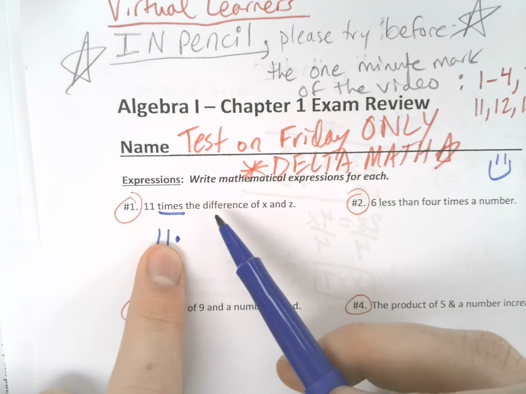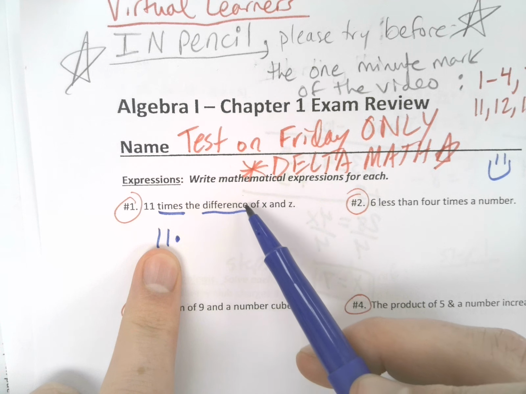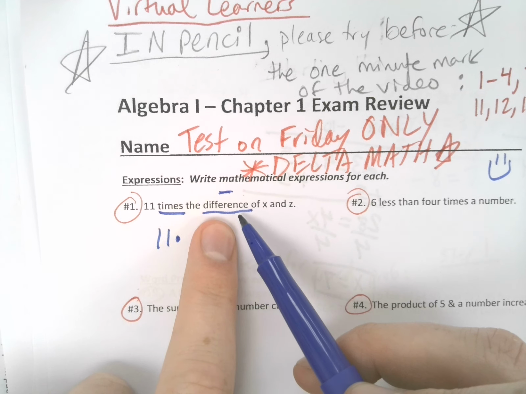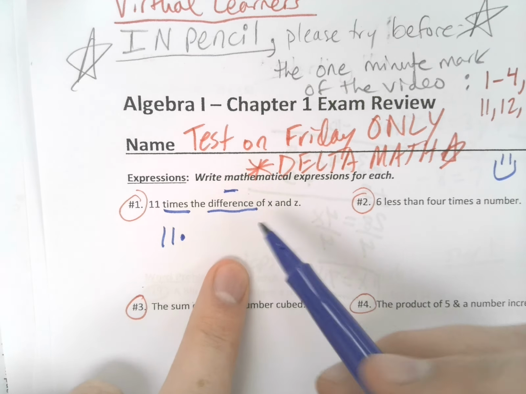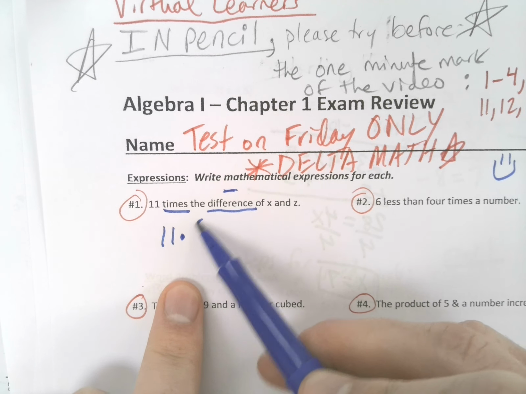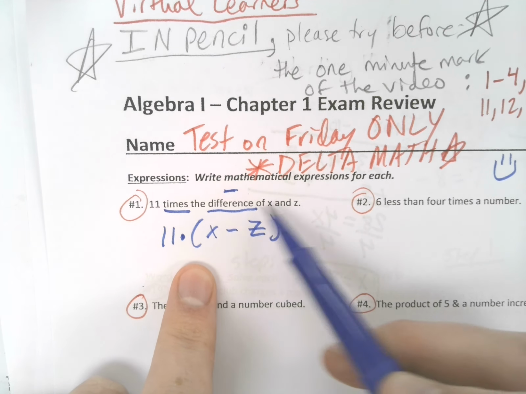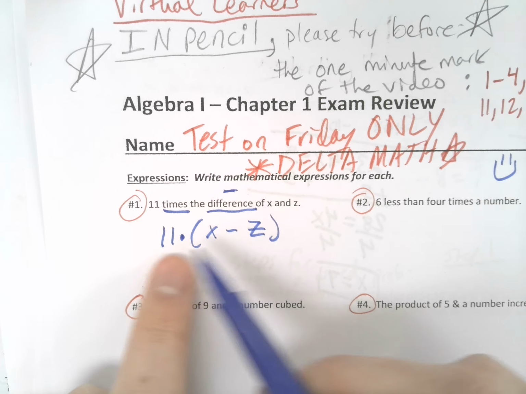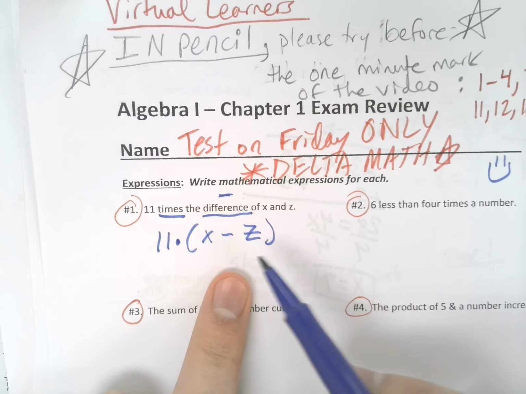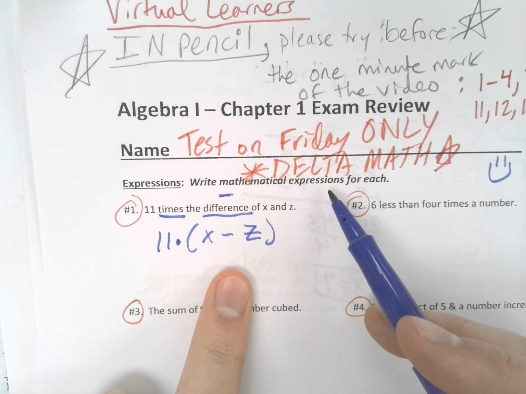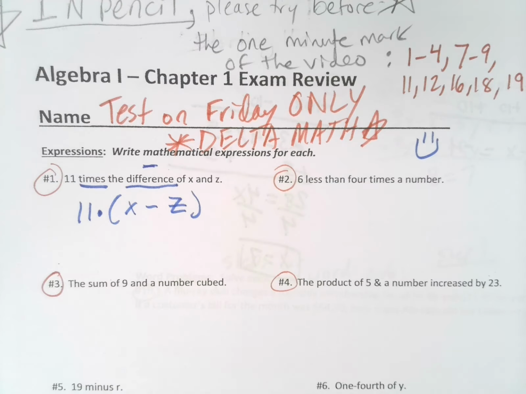What are we multiplying? Oh, the difference, that's subtraction of x and z. So we're multiplying 11 to x minus z. Okay, 11 times that subtraction problem. And so that would be our mathematical expression. How about this next one?